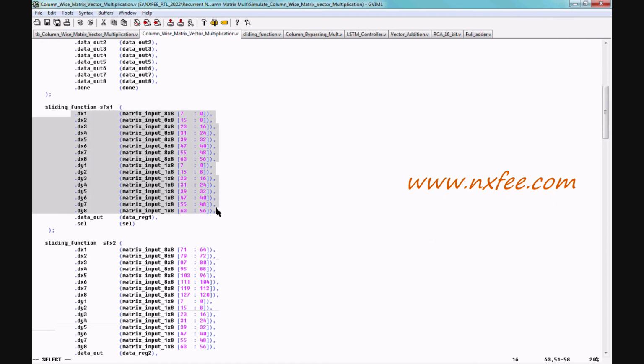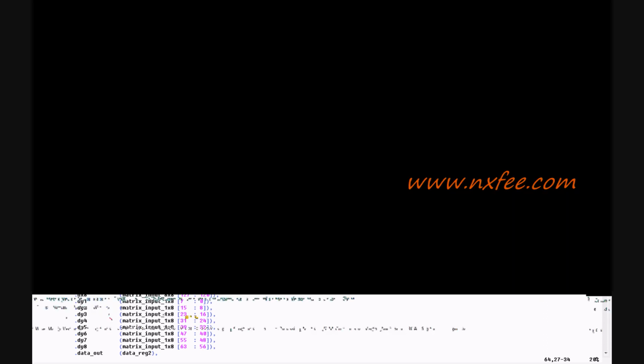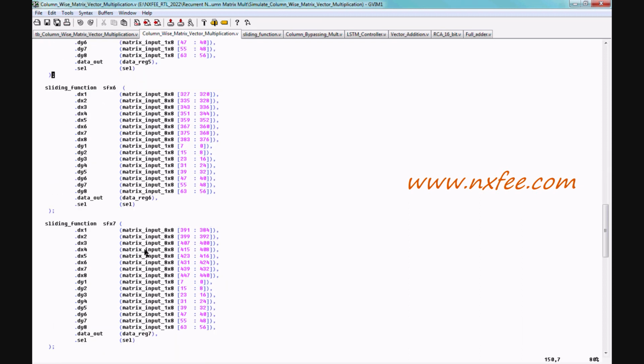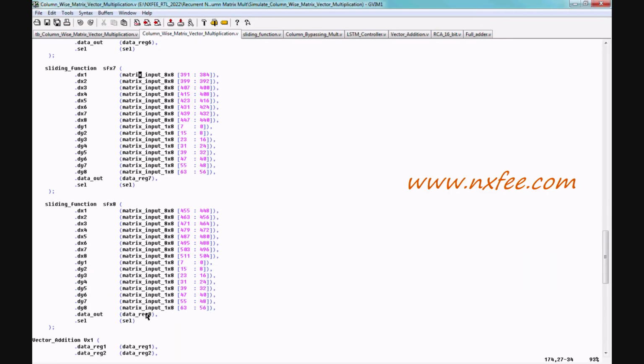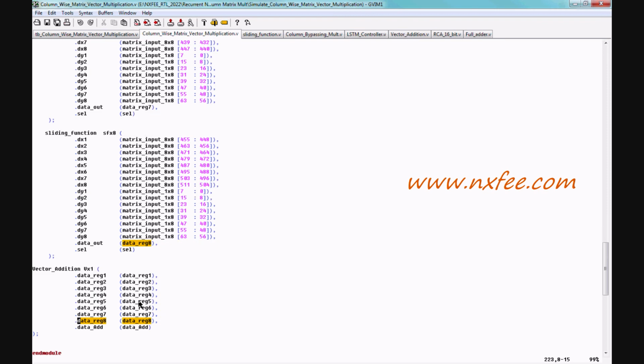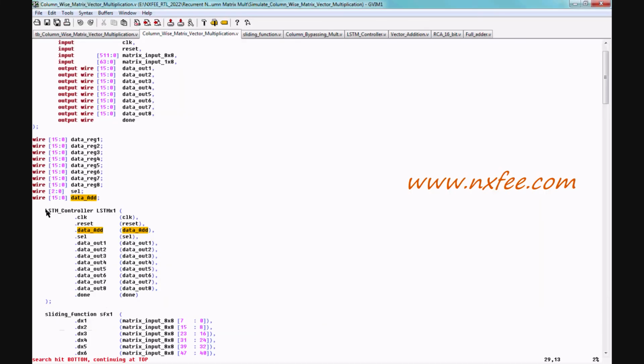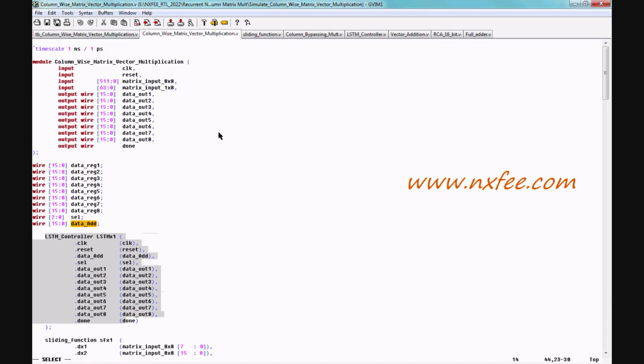Here we are given the input, that means dx1 to dx8 and dy1 to dy8. We multiply the values here, and we take the multiplication values into data registers 1 2 3 4 5 6 7 8. These 8 values we have added in vector addition. That addition part we have used in the LSTM controller. So this is the functionality of this column wise matrix vector multiplication.